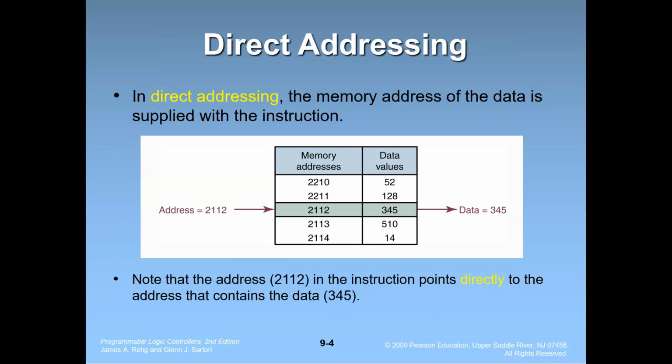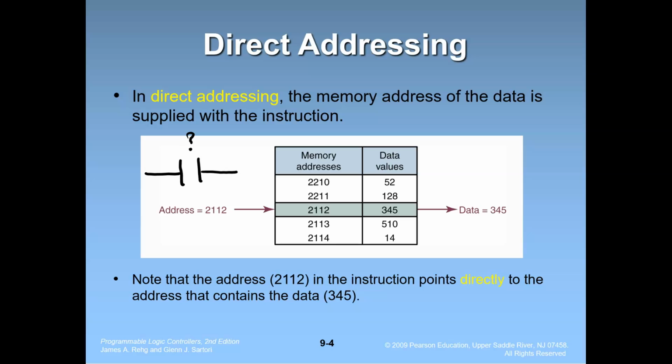Let's start with direct addressing mode. In direct addressing mode, whenever you need a particular data, you provide the address of that data directly. So the address that you provide on top of your instruction, so let's assume that this is your instruction, points directly to the address that contains the data.